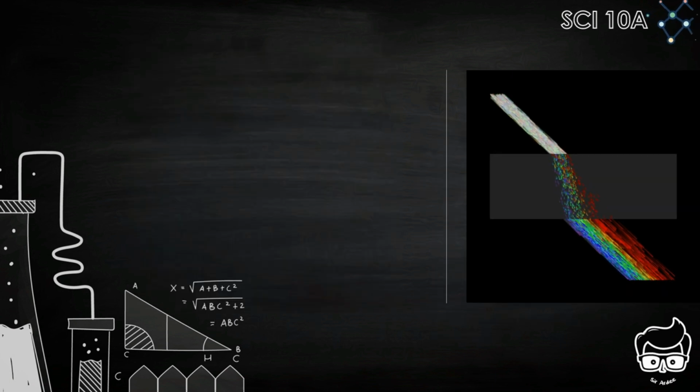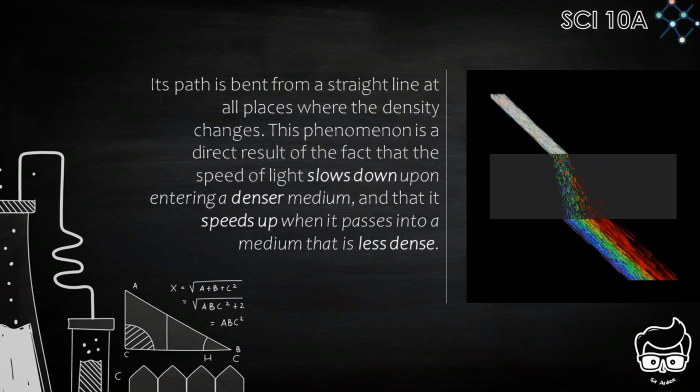When light passes obliquely from one medium to another of different densities, or even within the same medium such as the Earth's atmosphere, it passes through different layers of varying densities. Its path is bent from a straight line at all places where the density changes. This phenomenon is a direct result of the fact that the speed of light slows down upon entering a denser medium, and that it speeds up when it passes into a medium that is less dense.